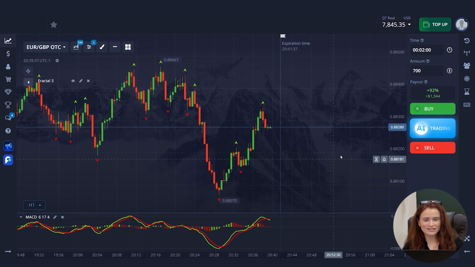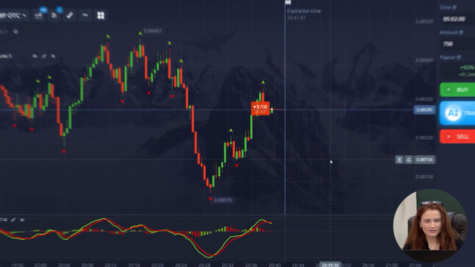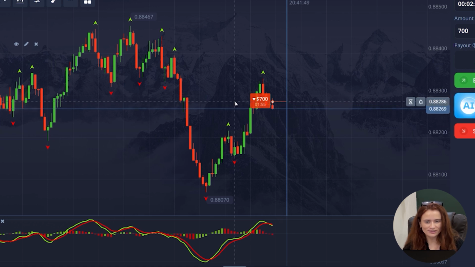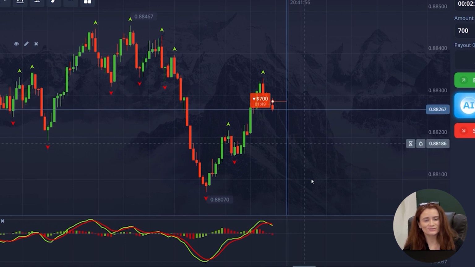The amount of the trade is 700 and my forecast is the price will decrease. So I open a trade. I think you already see everything from the price chart. The situation is fully formed. The indicators have already given a signal. Everything points to the beginning of a downward trend. So the price will go down and I can make profit.